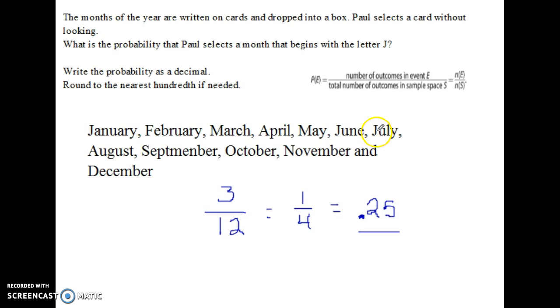So let's look at the ones that start with J. We have January, June, and July. So there are 3 possible outcomes out of the 12 months. That fraction reduces to 1/4. That gives us 0.25, or there is a 25% chance. Of course, they wanted the decimal rounded to hundredths, so 0.25 would be the correct answer.